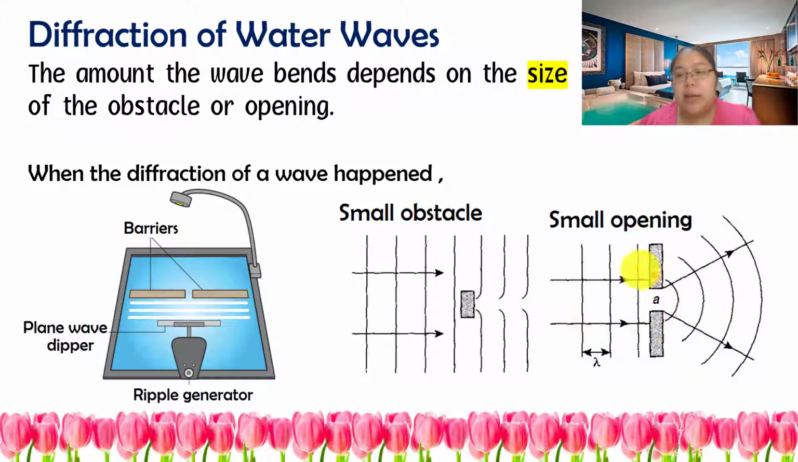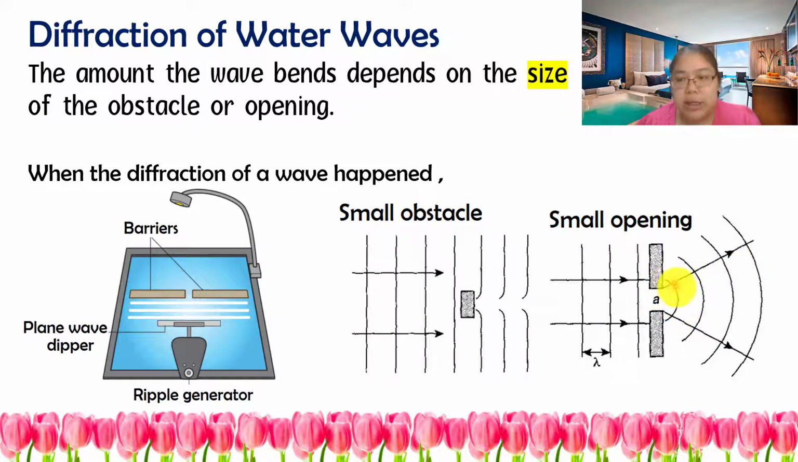Okay, then this one is an opening. When starting it is a plane wave. When it goes through the opening, the upper part and lower part, the water or the wave, cannot go through. So they can only go through this small opening. When they go through the opening, we call it spreading out. When they spread out, we depend on the angle. If the angle is bigger, it means it diffracted more. If the angle spreads a little bit, it means it diffracted less.